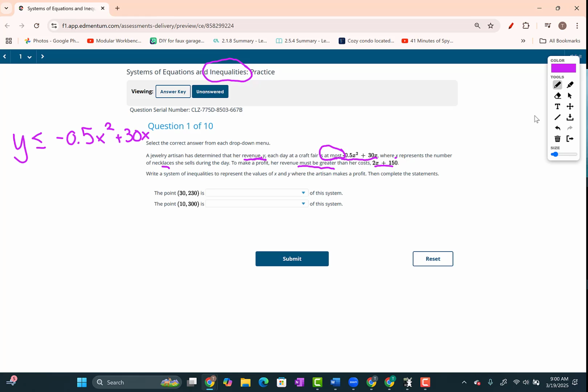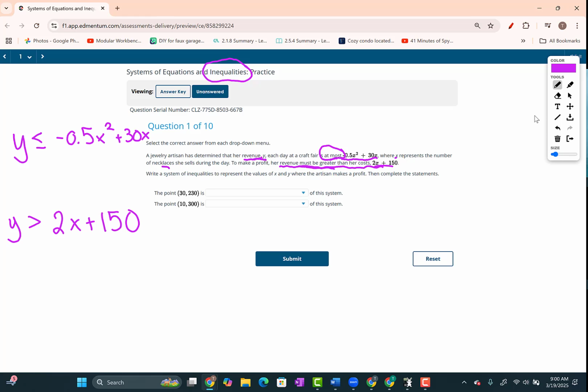My second inequality comes from the next sentence. To make a profit, her revenue must be greater than her costs. Again, revenue is represented by y. So this is saying y has to be greater than 2x plus 150. So there's our two inequalities. Let's get down to the question.